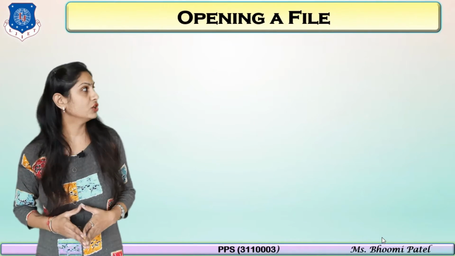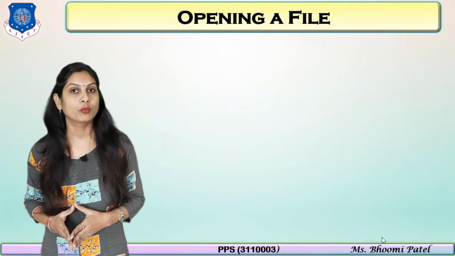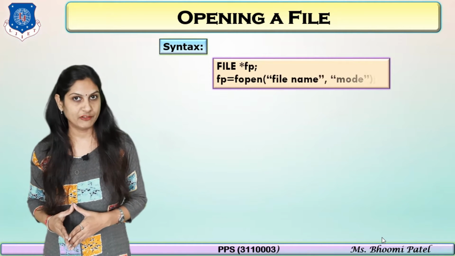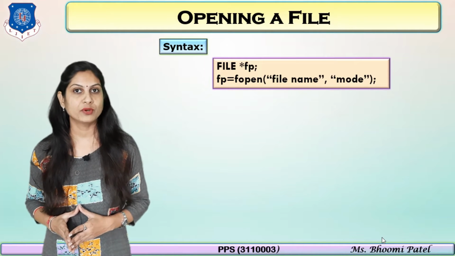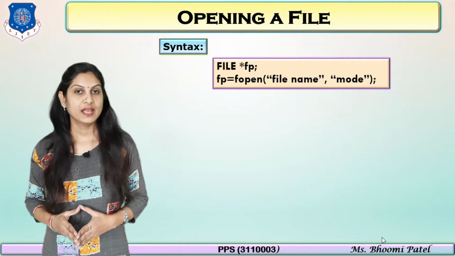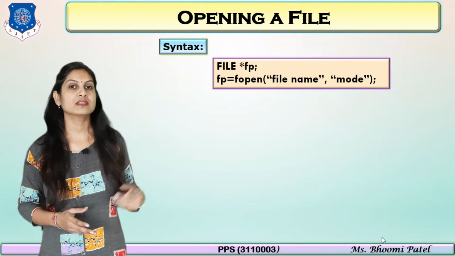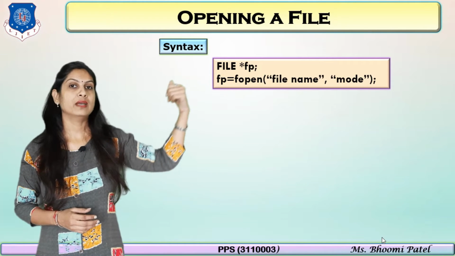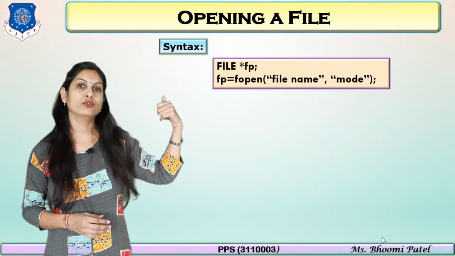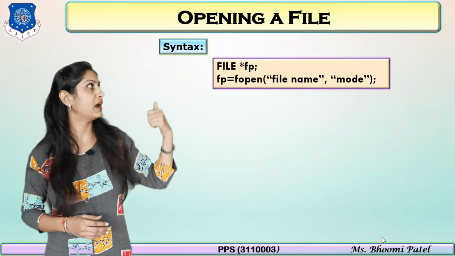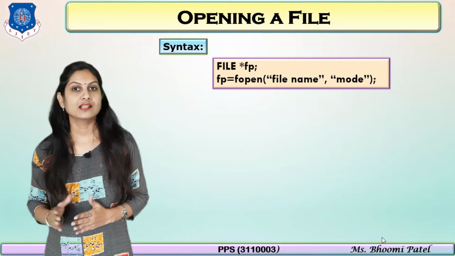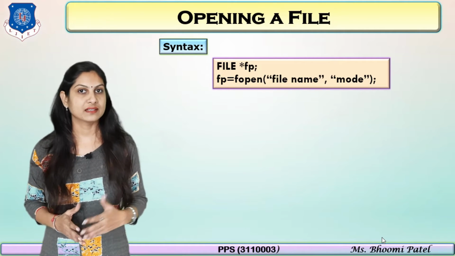Now moving on to the first operation, that is opening a file. For that we have to follow the syntax: FILE star fp, means first we have to declare our file pointer, then you use fp equals the function fopen, and inside the brackets we pass two parameters. First is a file name and second is a mode. Suppose you are working with text files, then you put the name of that text file here as the file name, and then the modes are read, write and so on, and in detail the modes we learn in the next slide.